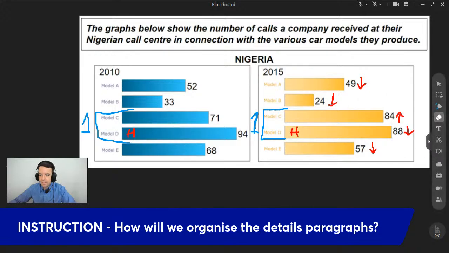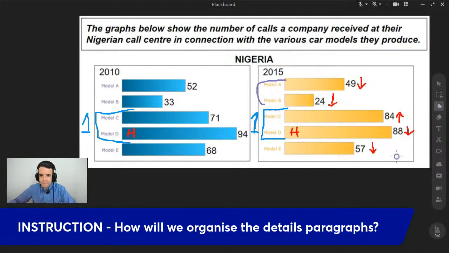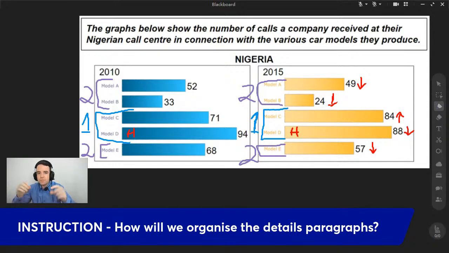So yes, and then that will leave us with A, B, and E in the second details paragraph. Simply that there's nothing unique about those. They don't stand out from the others, so it's not going to take us as long to describe them. So putting them together makes sense. Putting the two we have most to say about together and the three we have least to say about together, and make sure that we flesh it out so it's an appropriate length. We're looking for about 50-60 words in each paragraph.